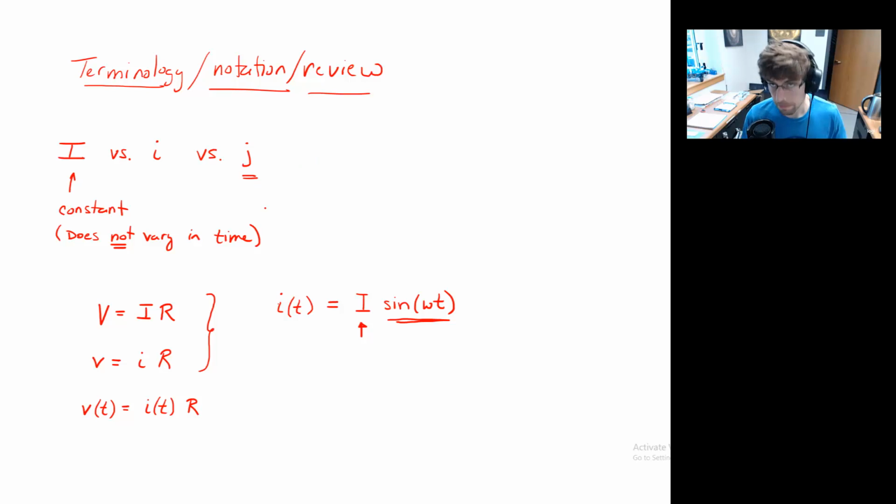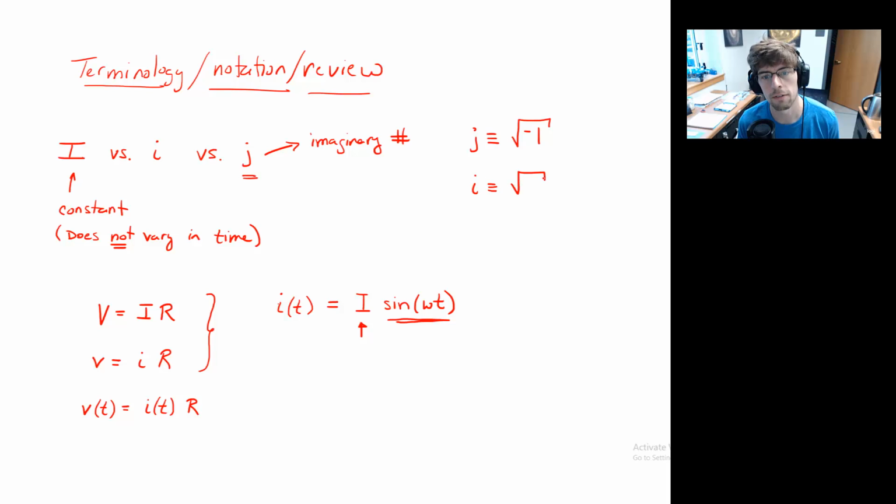Now I also mentioned j here. You will see this happen fairly frequently: because lowercase i has been reserved for a time varying current, we will use lowercase j to represent the imaginary number. If you're not familiar with that, j will be defined as the square root of -1. So again, you have to be careful about that. If you open up a mathematics textbook, chances are that they will use i as the imaginary number. In fact, your calculator does this as well.